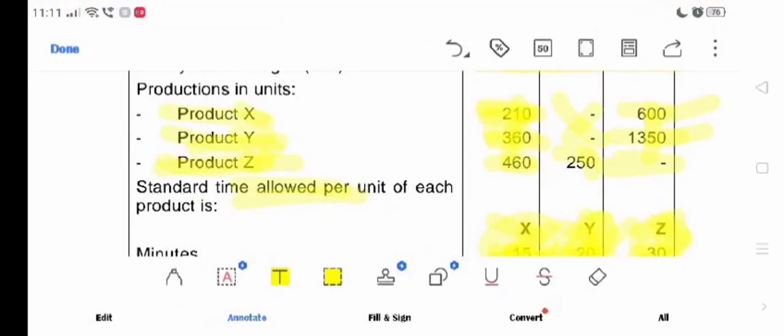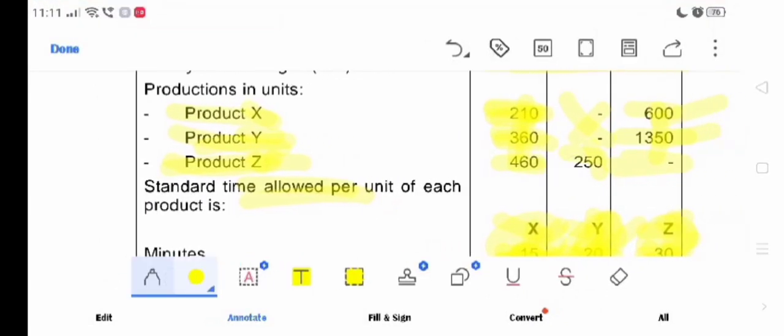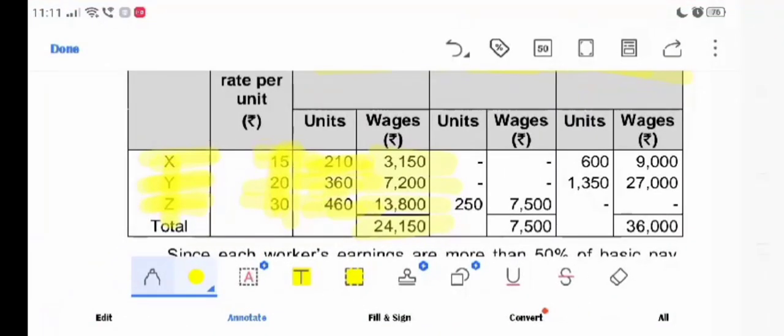And worker number 2 has produced only Z. So for only product Z he is going to get the money. What is the unit price for product Z? Only 30 rupees per unit, and he produced 250 units. So 7,500 he is going to earn. So total 7,500, no X and Y.